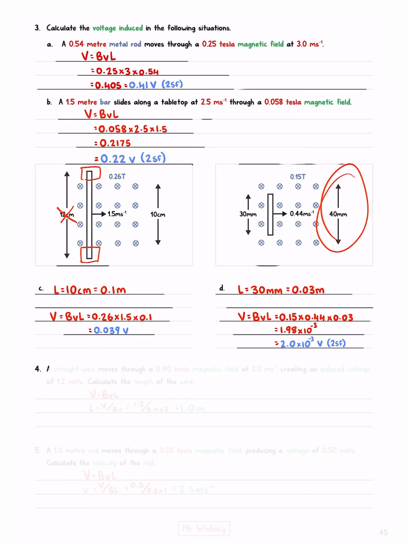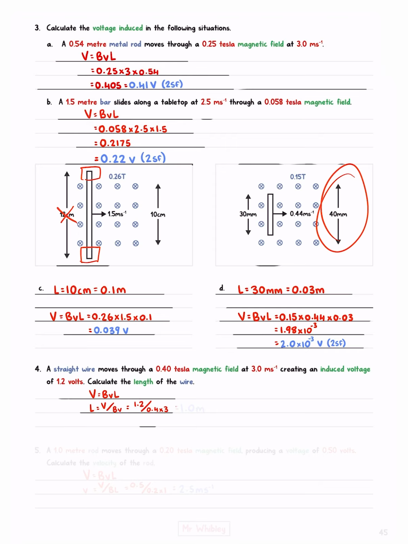Question 4. A straight wire moves through a 0.4 Tesla magnetic field at 3 meters per second, creating an induced voltage of 12 volts. Calculate the length of the wire. V is equal to BVL. To find the length, we divide both sides by BV, put in our voltage, our field, and our velocity, which gives us 1 meter.